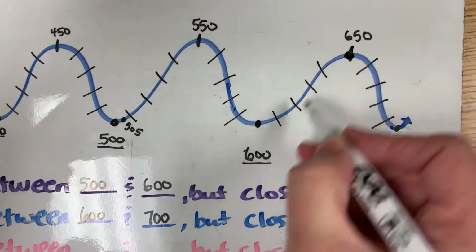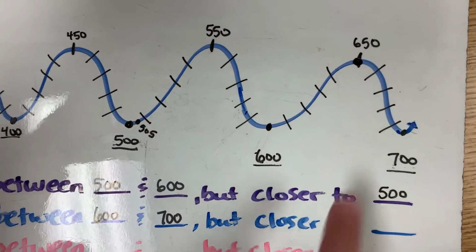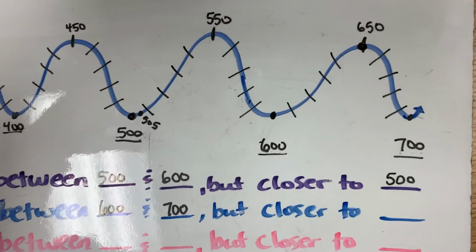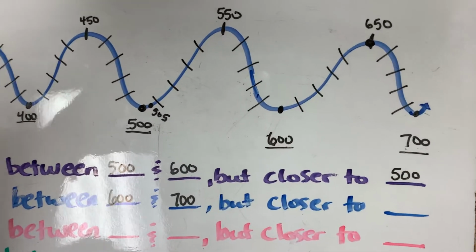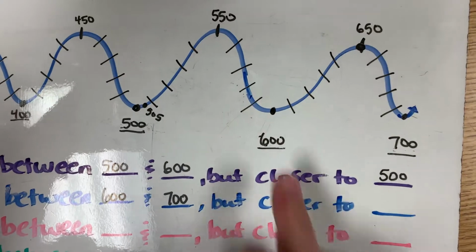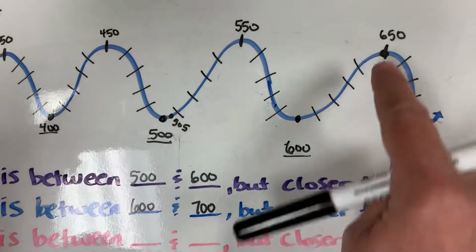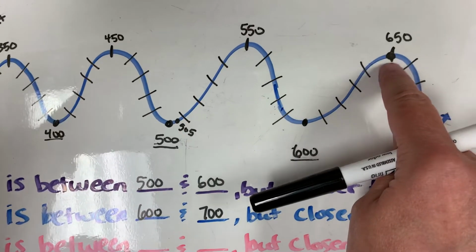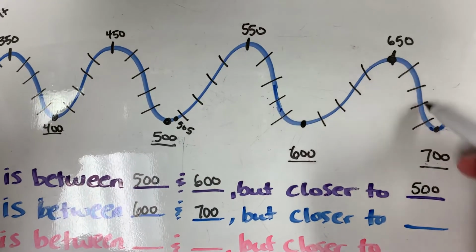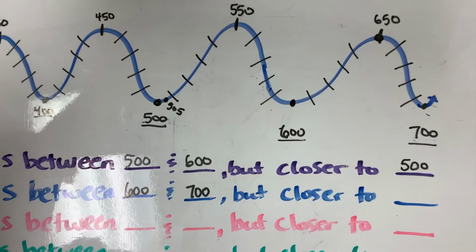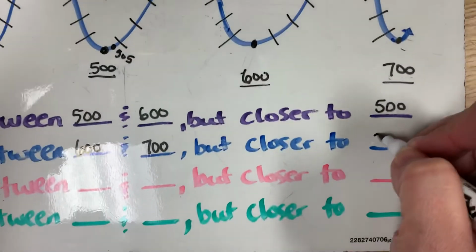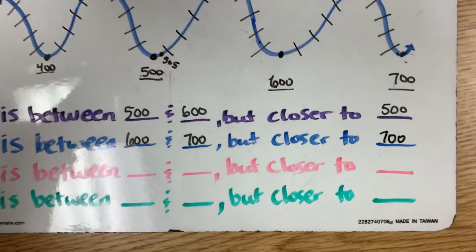Remember, it's 50 jumps to get back to 600, and it's 50 jumps to get to 700. We never want to turn around and go back. Midpoint numbers always, always, always are going to fall and round to the larger boundary number. So it's going to be closer to 700.